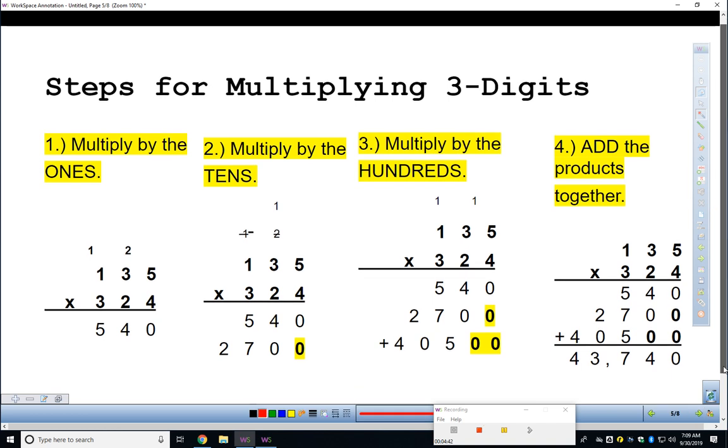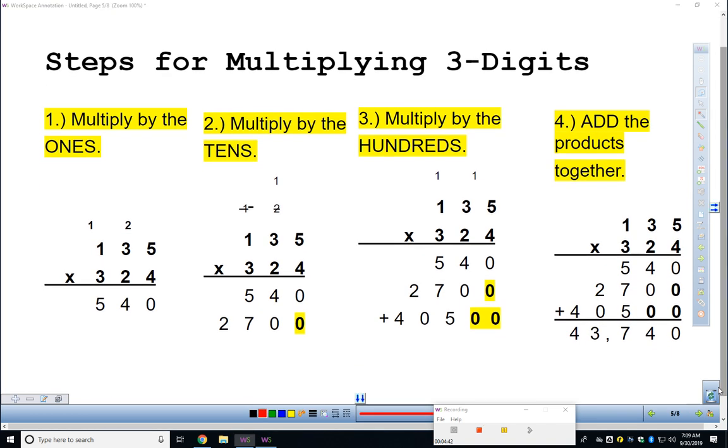All right. So here we go. We're going to highlight the steps for multiplying by 3 digits. First we're going to multiply by the 1s, then we're going to drop a 0, multiply by the 10s, then we're going to drop 2 zeros, we'll talk about that in just a second, and then finally we'll add everything together.